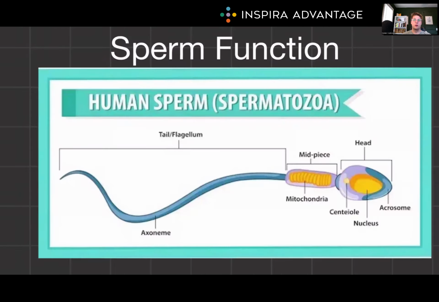So what is the function of sperm? Each of these sperm will contain a head, a midpiece, and a tail, or flagellum. The head contains the genetic material, or DNA, and an acrosome that helps the sperm penetrate the egg. The acrosome is this front part here in dark blue. The midpiece is packed with mitochondria that provide energy for movement, and the tail will help propel the sperm forwards.